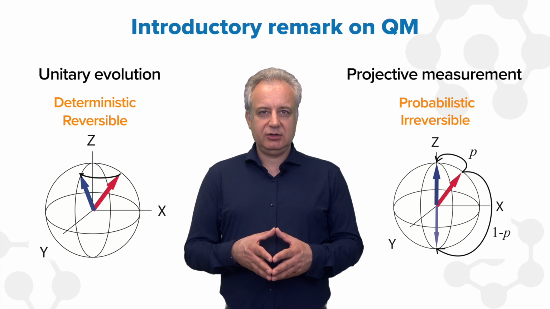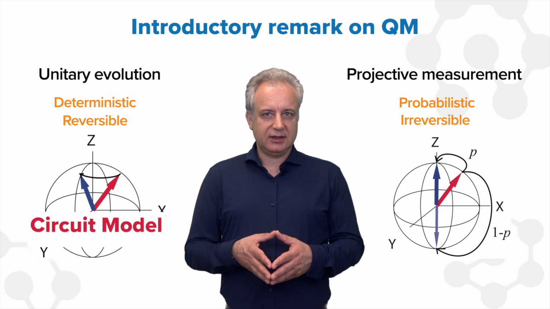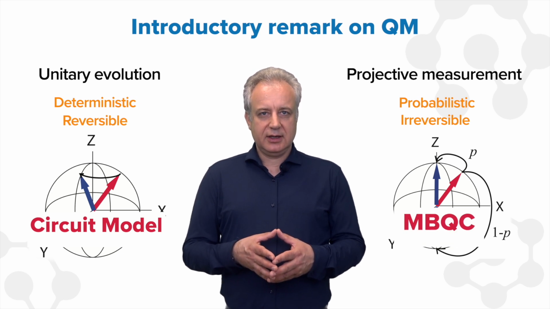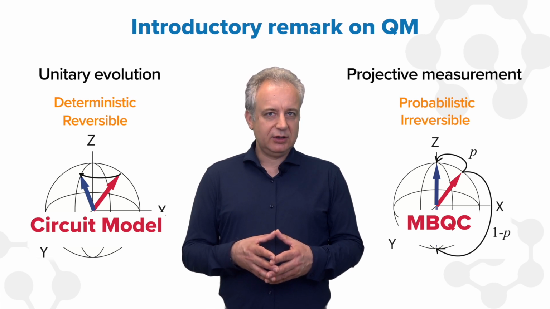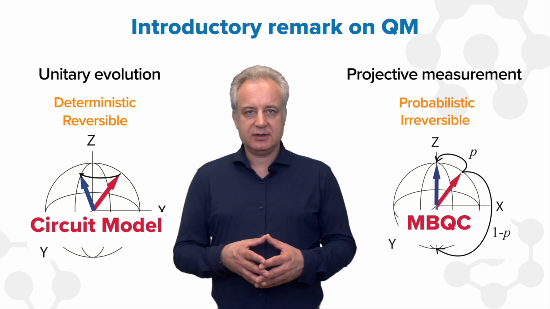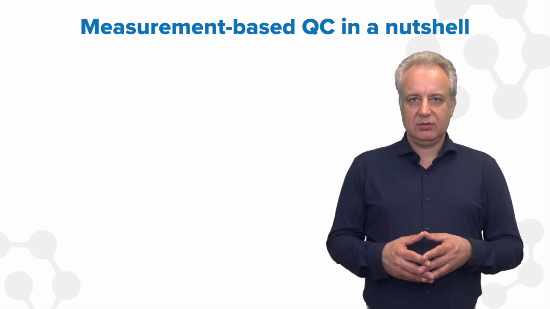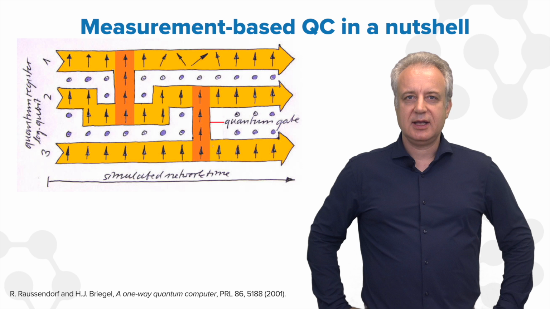So very distinct evolutions, but from the perspective of quantum computation, they amount to the same. You can implement universal quantum computation using unitary evolution, that leads you to the circuit model, or you can implement it using measurement. And that's what we are going to talk about today. That's measurement-based quantum computation. So here is the computational scheme in a nutshell. What you see in the image is a two-dimensional cluster state being measured.